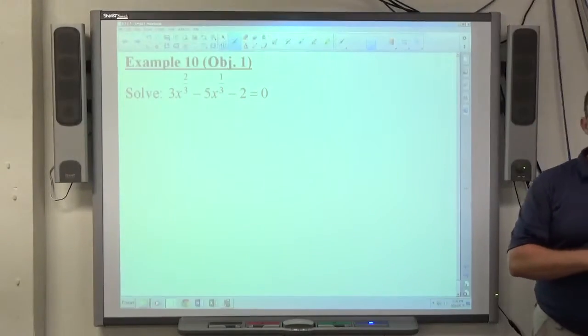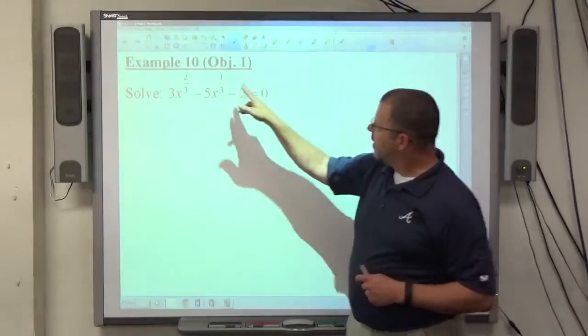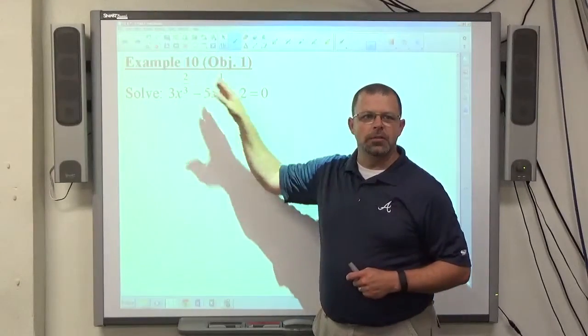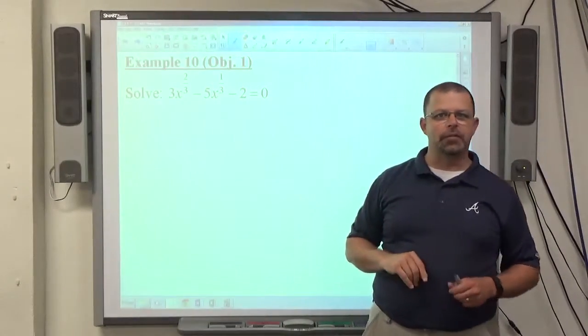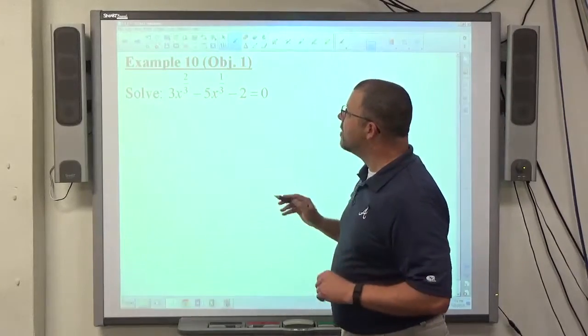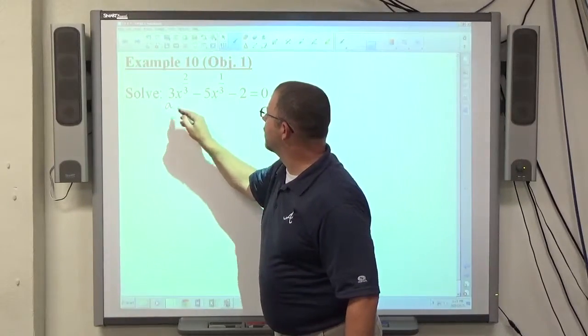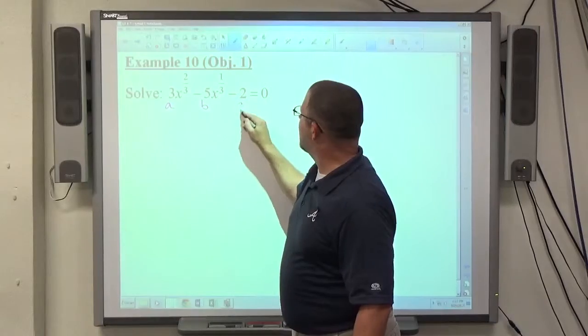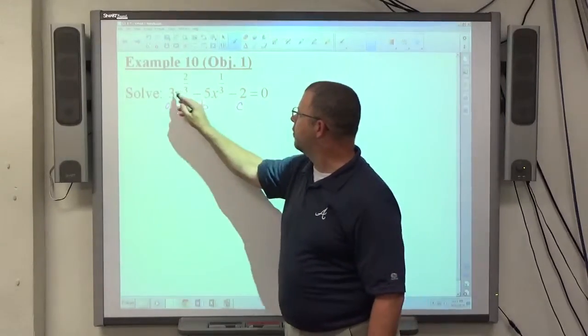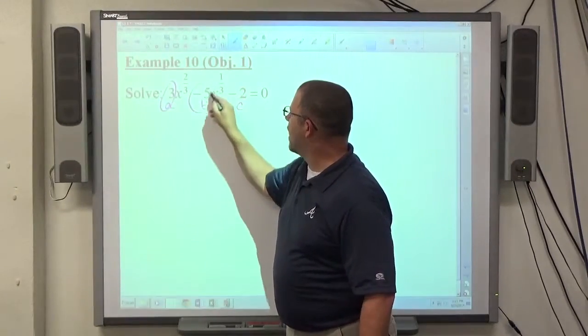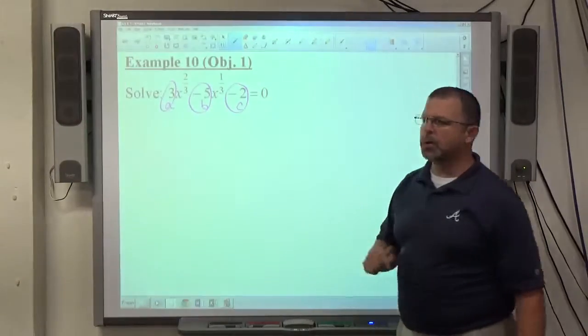It doesn't matter what the powers look like, as long as you have a power and double a power along with a constant, you're going to have a quadratic in form. Once again, I want to apply the quadratic formula. A is equal to 3, B is -5, C is -2. Keep in mind that when you deal with these, the signs are included in the value of the number.